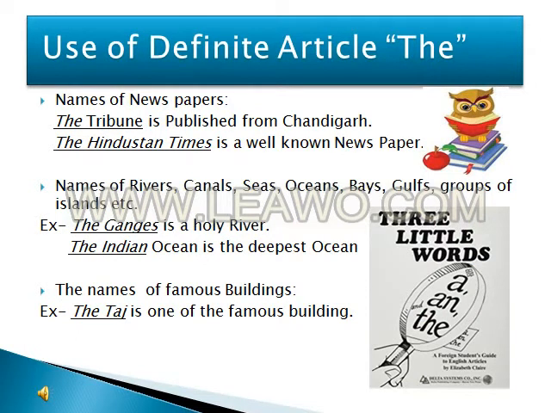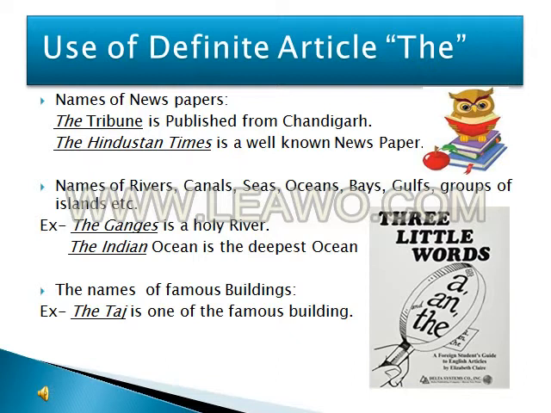Before the names of newspapers, we use article the. For example, the Tribune, the Hindustan Times, the Hindu, the Pioneer, the Dainik Jagran, the Amar Ujala. Let's take the example. The Tribune is published from Chandigarh. The Hindustan Times is a well-known newspaper. Wherever we get the name of any newspaper, we have to use definite article the before it.